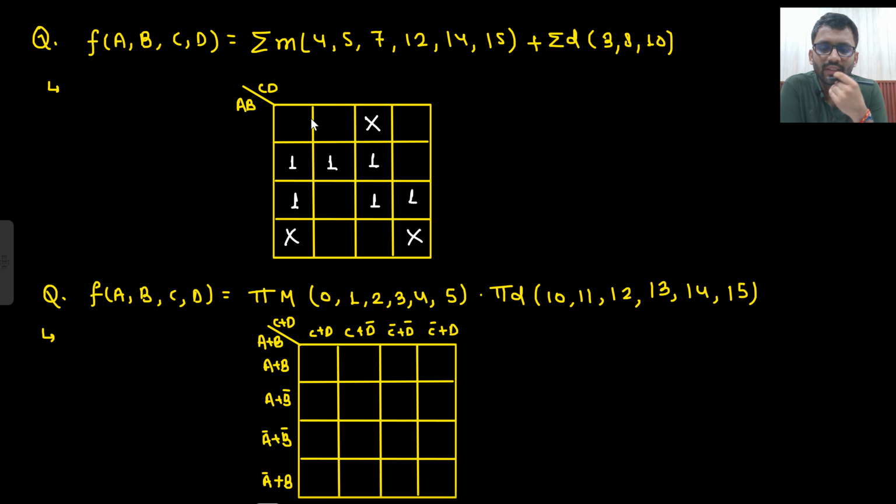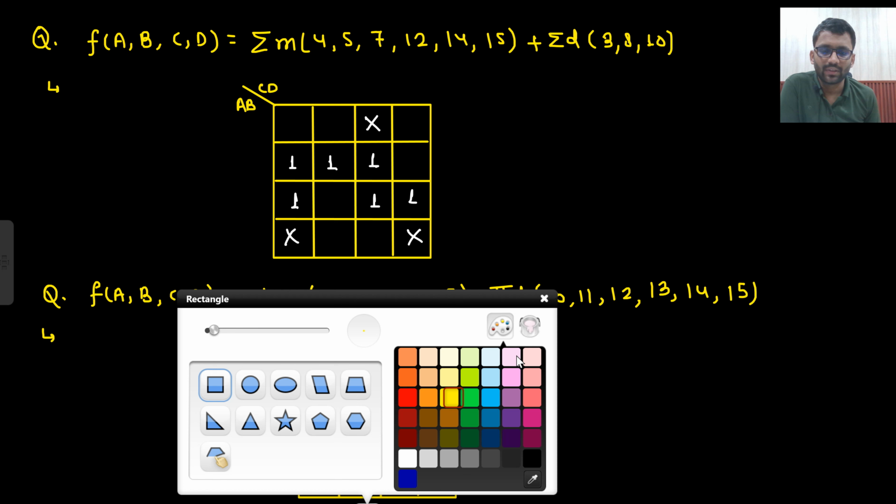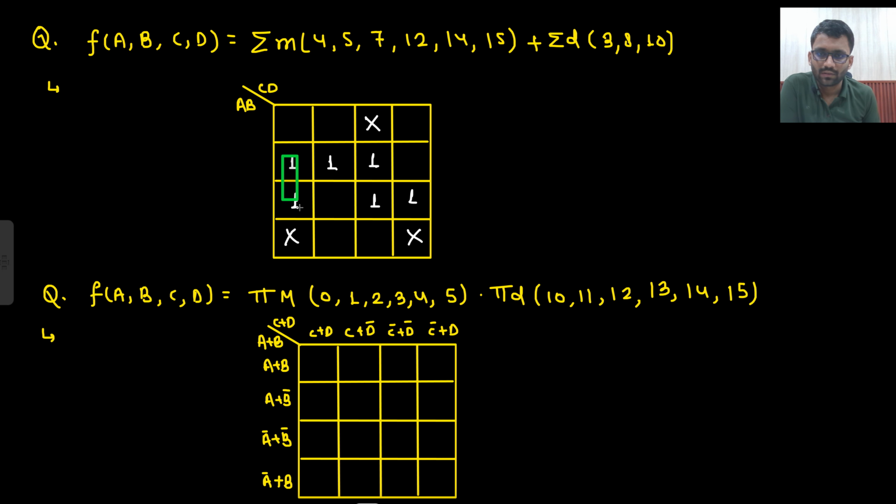Can I, using the don't care, make any pair of 4? I don't think I can make any pair of 4. So which are the best pairs I can see? As per me, these will be the best pairs: 1, 2, and 3. That's it.